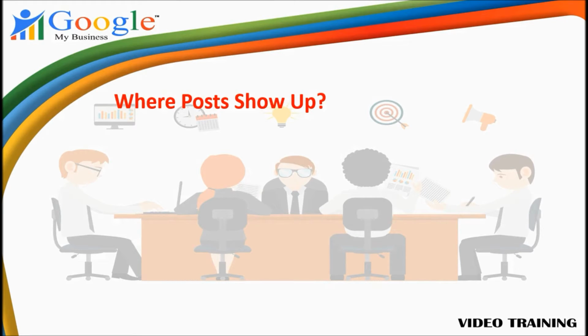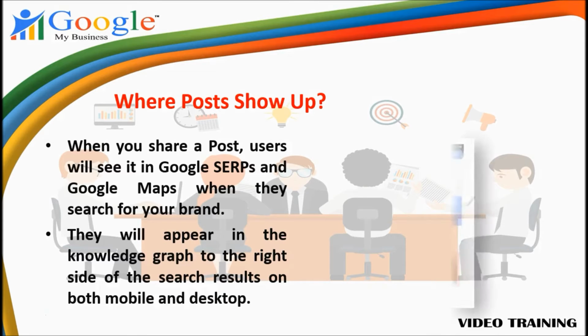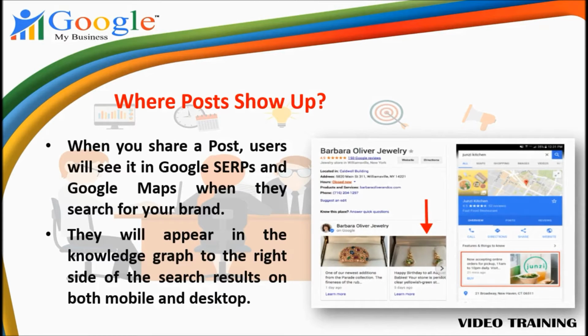Where do posts show up? When you share a post, users will see it in the Google search engine results page and Google Maps when they search for your brand. They will appear in the knowledge graph to the right side of the search results on both mobile and desktop.